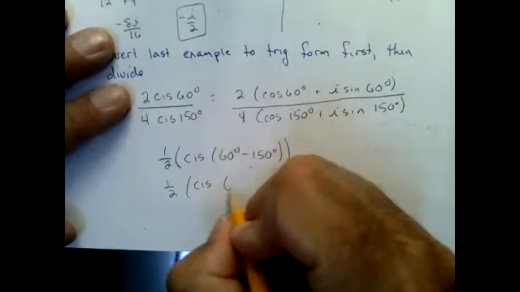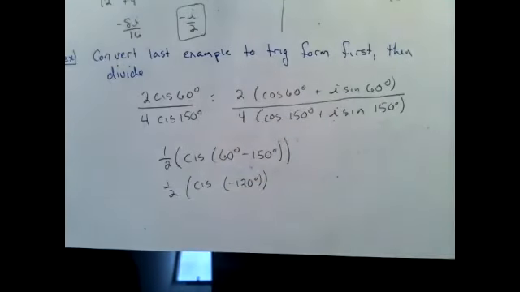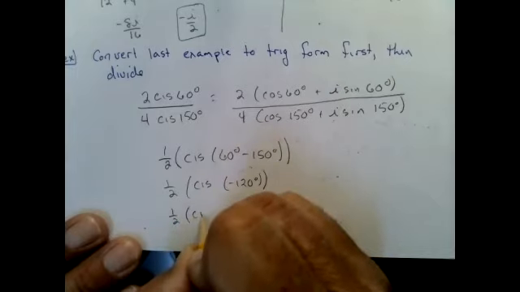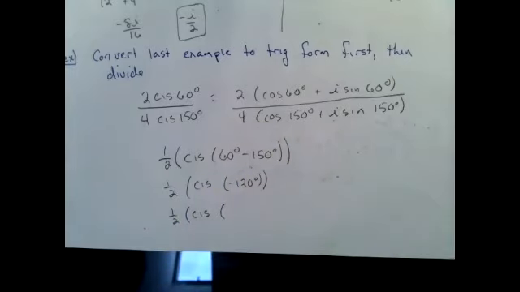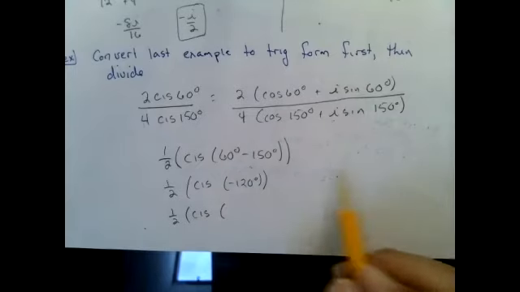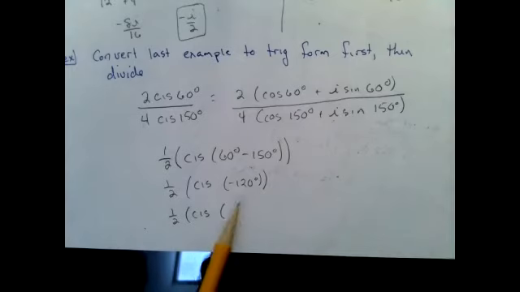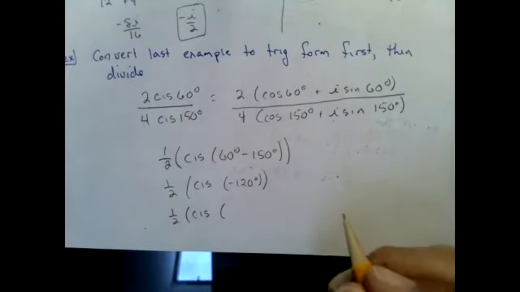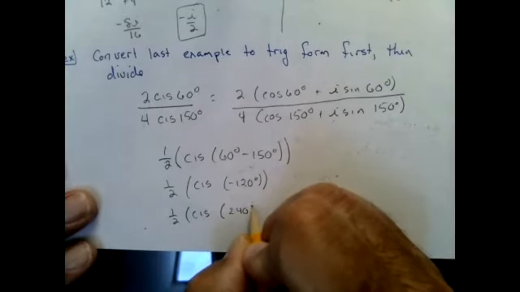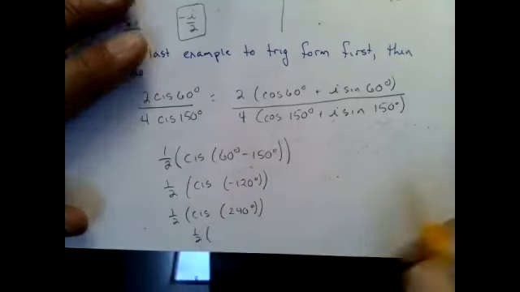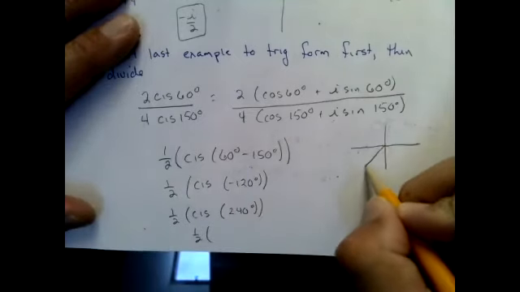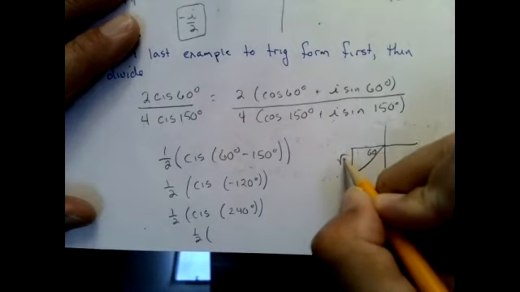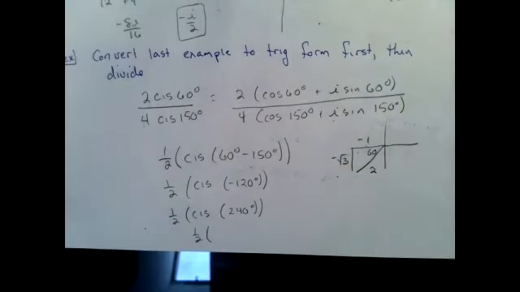1/2, I want to finish this bad boy. 1/2 CIS of negative 120 degrees. Negative 120 degrees is also positive. Instead of going around this way, I'd go this way. What's 360 minus 120? 240. Now I'm going to have 1/2 the cosine of that, 240. There's a 60. So that's square root of 3, that's 1, that's 2. And those are both negatives.